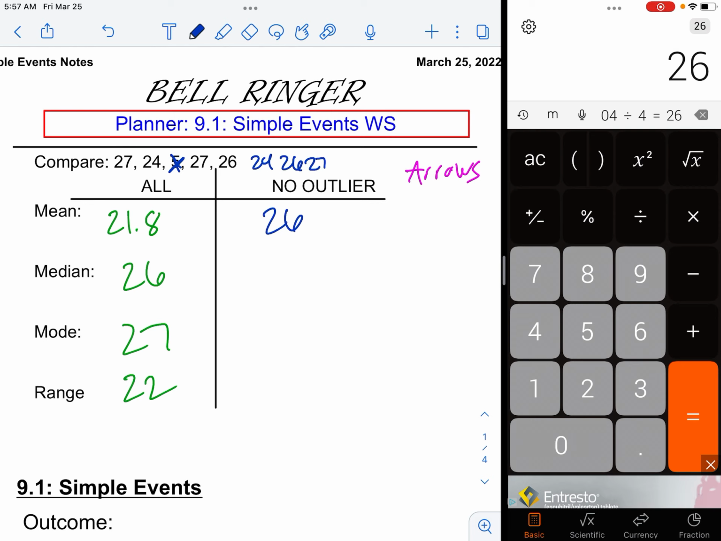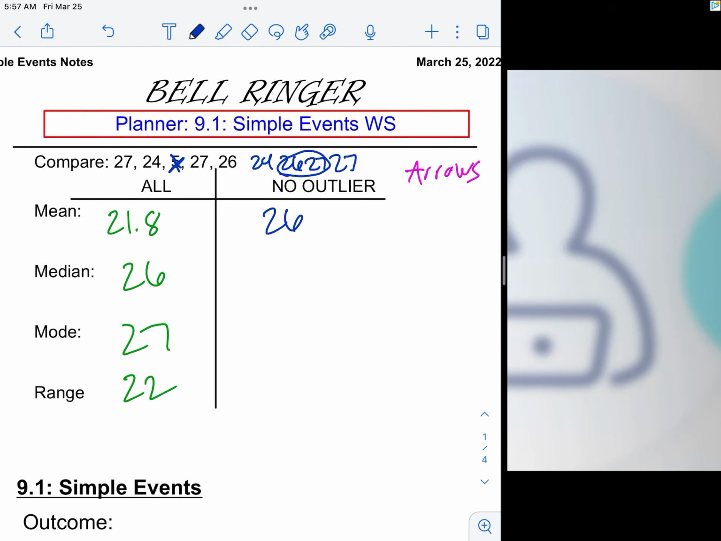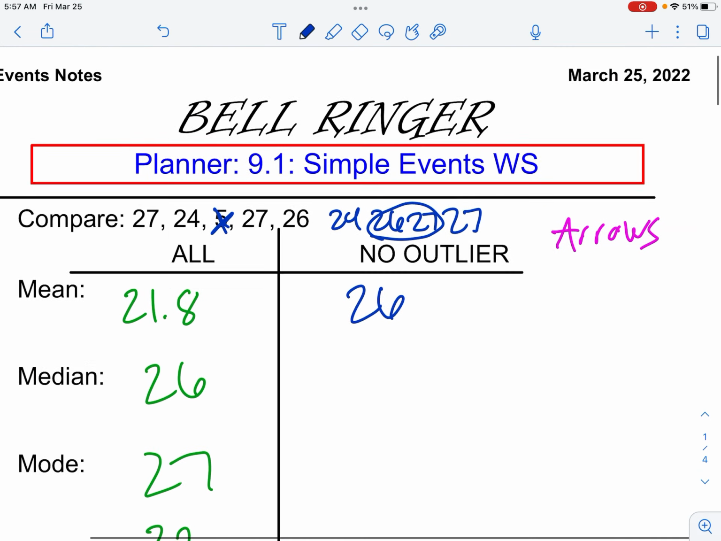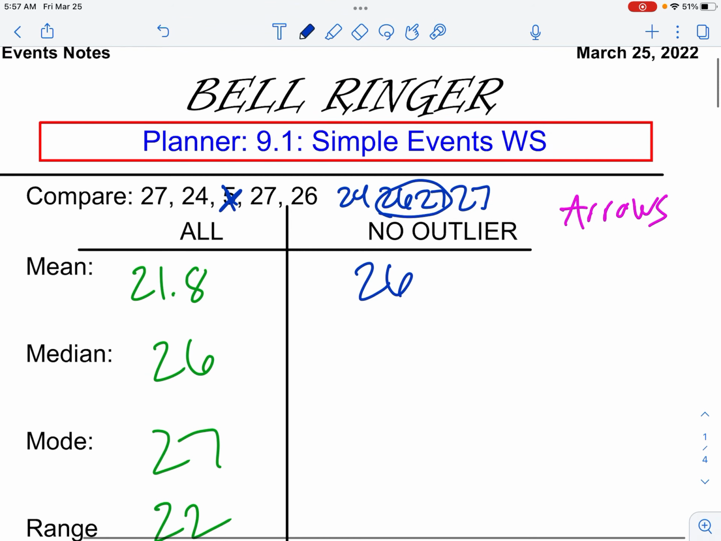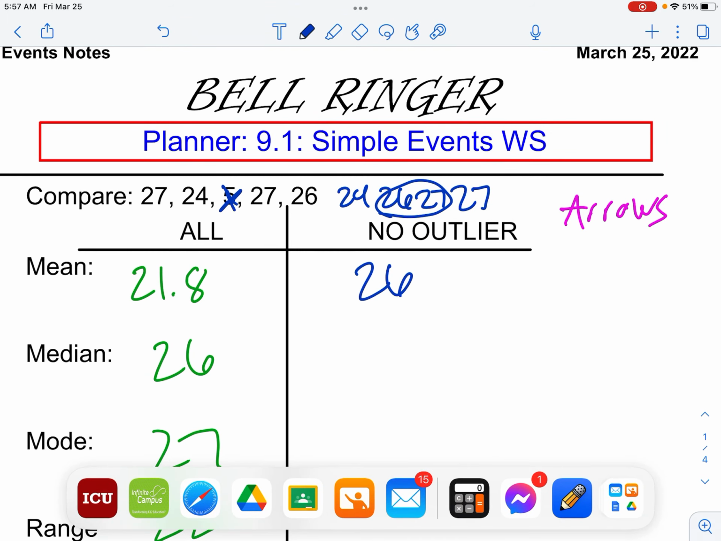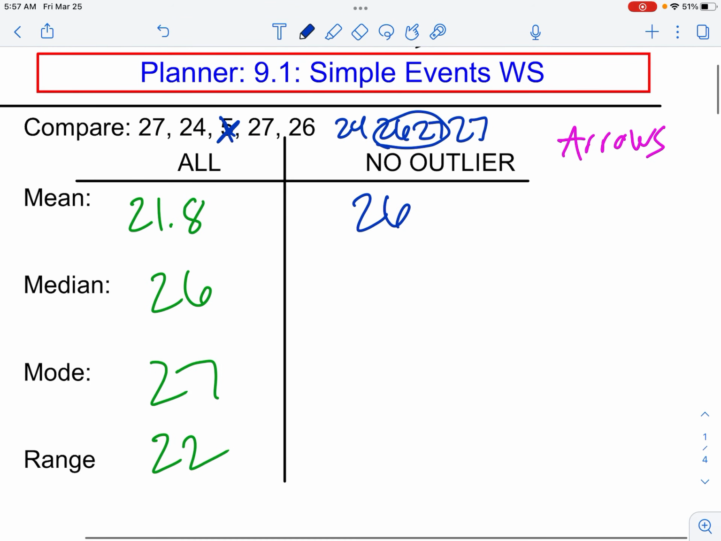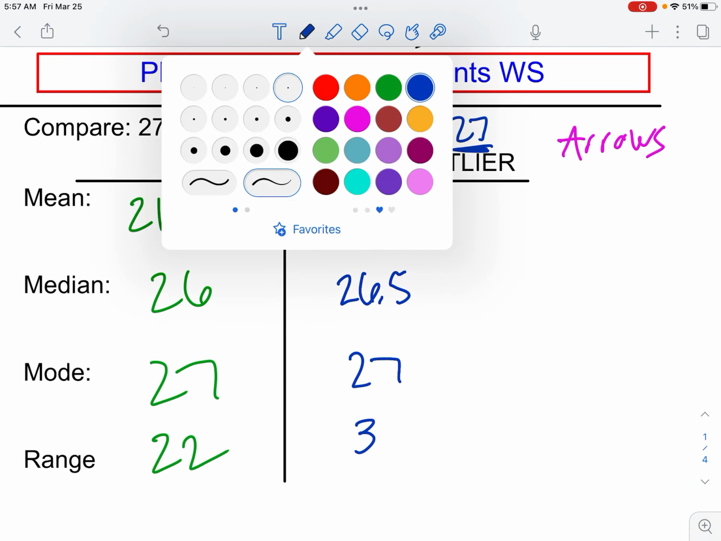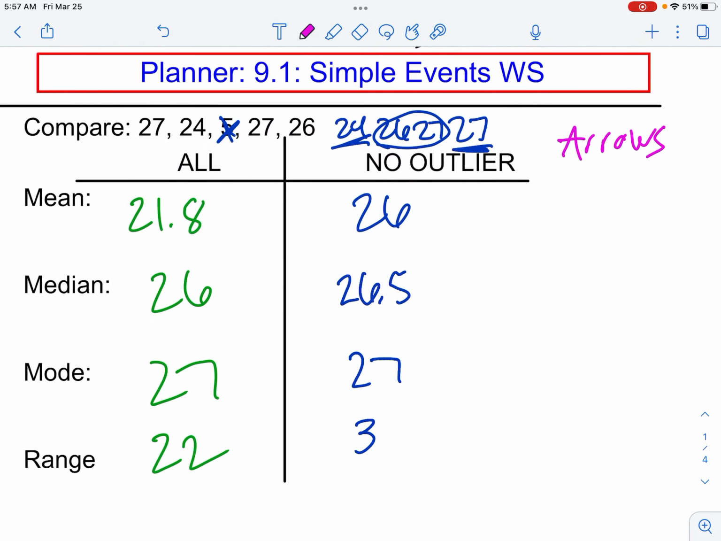Reorder these for my median. I have 2 middle numbers, so I need to add those together and divide by 2. Okay, I can do the rest of this without a calculator. So 26 plus 27 divided by 2 is 26.5. The mode would still be 27. My range would now be 27 minus 24, which would be 3. So then my arrows would go up, up, nothing, down.